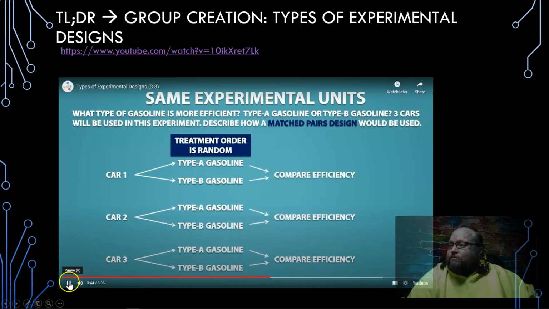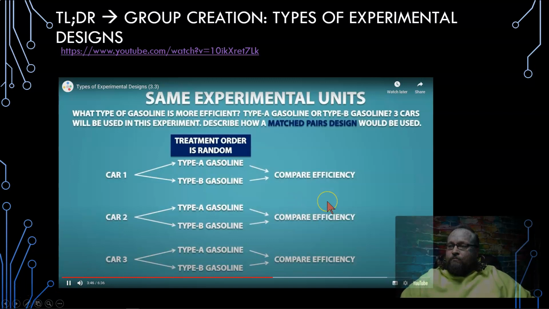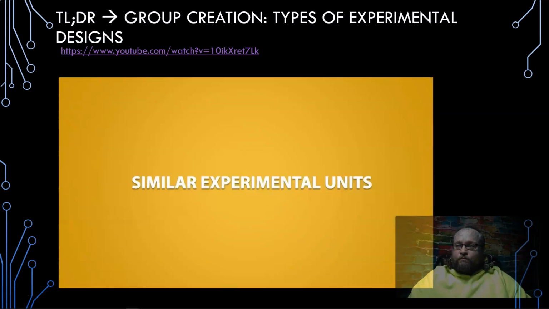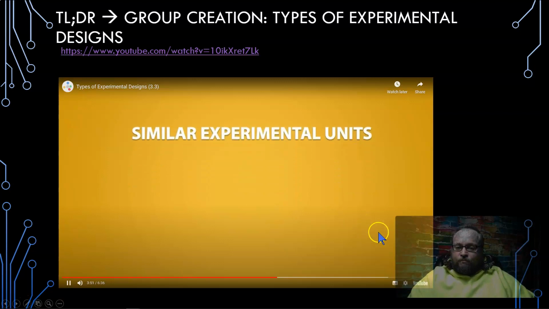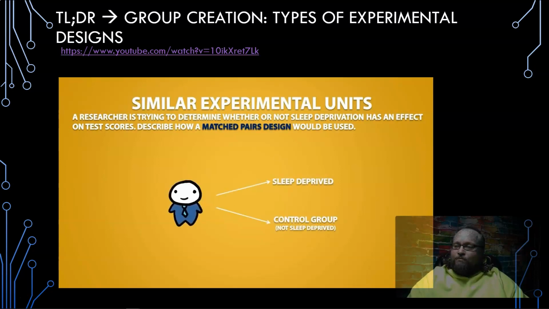There are cases when we can't use the same experimental units for a matched pairs design, and we would have to use similar experimental units. For example, a researcher is trying to determine whether or not sleep deprivation has an effect on test scores. Describe how a matched pairs design would be used. Well, we could try giving both treatments to the same experimental units like we did in the other example. In other words, we could have the same person write the test on 2 different days, one being sleep deprived and the other with sufficient sleep.